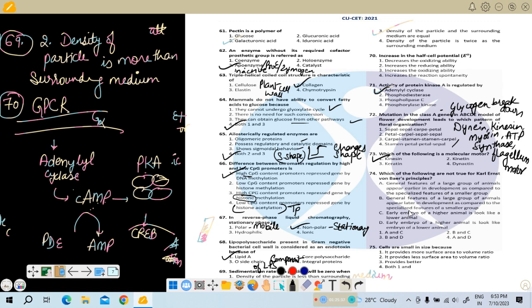Then we have 75. Cells are small in size because it provides more surface area to volume ratio. It provides less surface area to volume ratio, provides better, both 1 and 2. So size is small and ratio is more, inversely related.